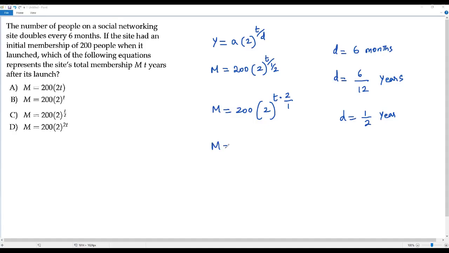Then I'm getting M equals 200 times 2 to the power of 2 times t, which is 2t. When 2t is divided by 1, still it is equal to 2t. So finally I'm getting M equals 200 times 2 to the power of 2t. So we find this in option D. The correct answer choice for this question is option D.